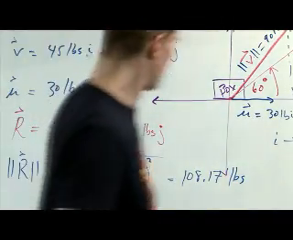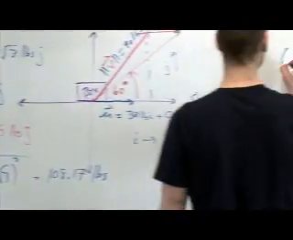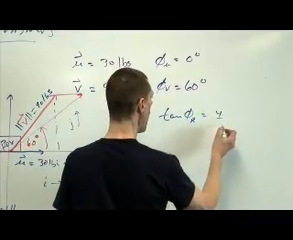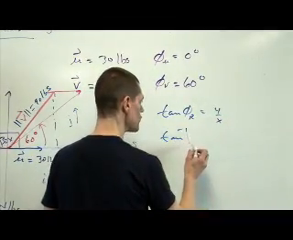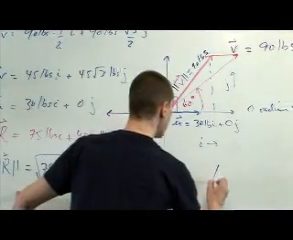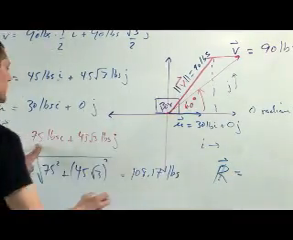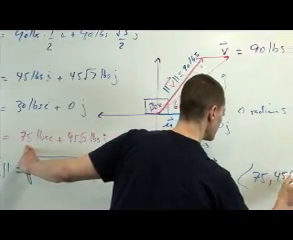Similarly, what's the direction of this? Well, remember the direction angle, the tangent of whatever angle this is, we'll call it theta R, is the y component divided by the x. So that means that the arctangent of the y component divided by the x gives the angle. This is 75, 45 square root of 3.